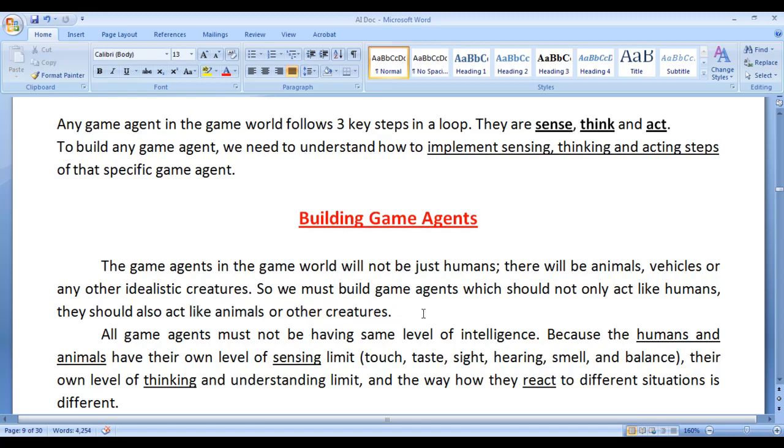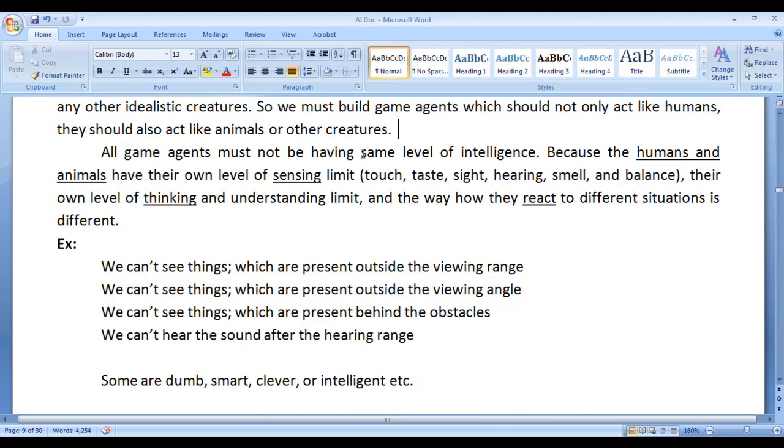other creatures. All game agents must not have the same level of intelligence, because humans and animals have their own level of sensing limit. They have their own level of thinking and understanding limit, and the way they react to different situations is different. As I told, humans and animals have their own level of sensing limit, perception limit. The sense of touch, the sense of taste, the sense of sight, the sense of hearing, the sense of smell and the sense of balance will be different from one person to another person, from humans to animals.